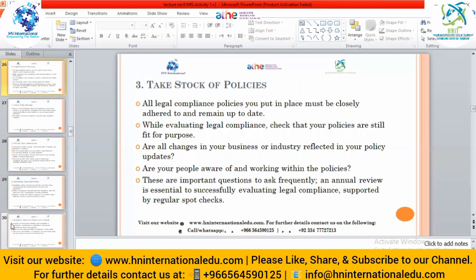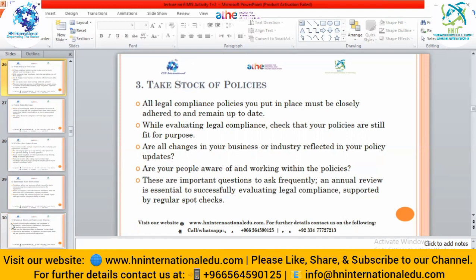We have to record the policies. All legal compliance policies you put in place must be closely adhered to and remain up to date. As I told you, we have to make a document and we have to update all the policies. While evaluating legal compliance, check that your policies are still fit for purpose or not. If there are any changes in the policies, we have to go through and review our policies. Are all changes in your business or industry reflected in your policy updates? So if we are making any changes in our organization, we have to mention that in our policy.